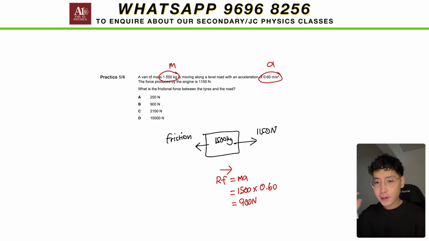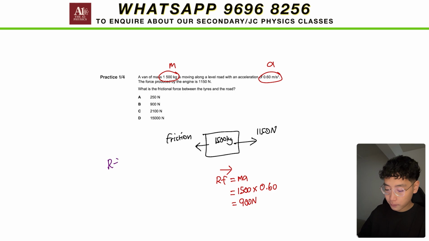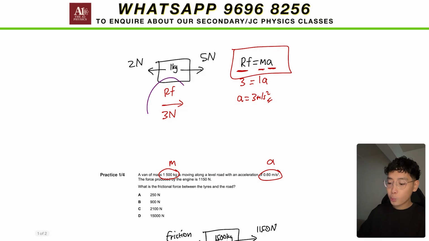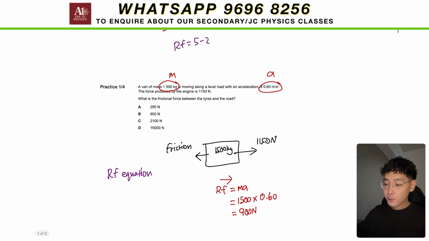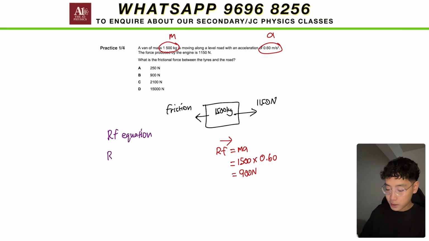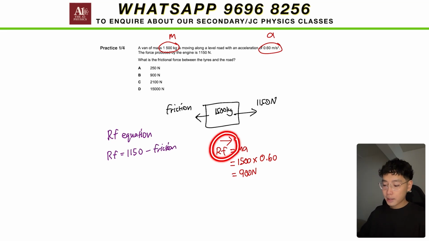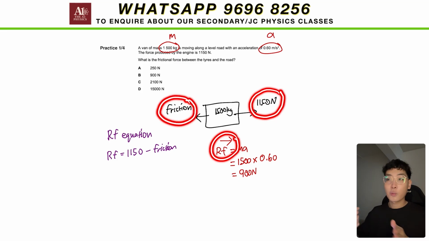Now here comes the very important part. It's about making your resultant force equation. What do I mean by resultant force equation? Just now in the example that we covered, we know that resultant force equals this guy minus this guy. RF equals 5 minus 2. I know it's 5 minus 2 because 5 is bigger than 2. So it's 5 minus 2, that's my resultant force. So what's my resultant force equation in this question? I can say that resultant force equals 1150 minus friction. The resultant force is to the right, which means that my 1150 is bigger than the frictional force. So resultant force equals 1150 minus friction. Then the remaining is the resultant force.